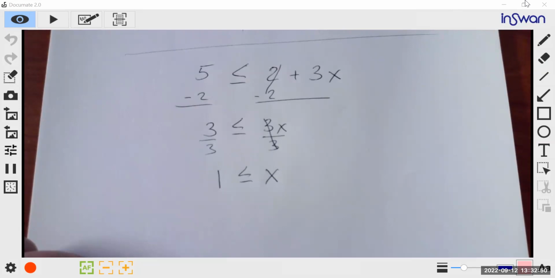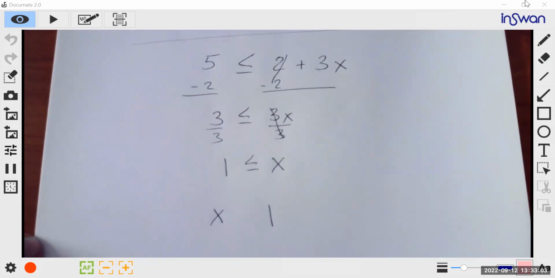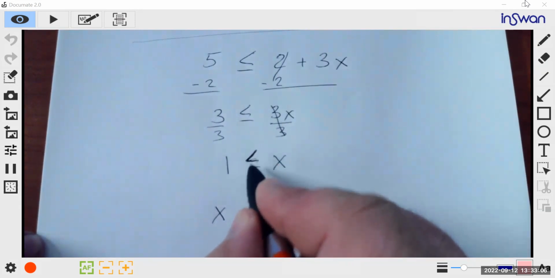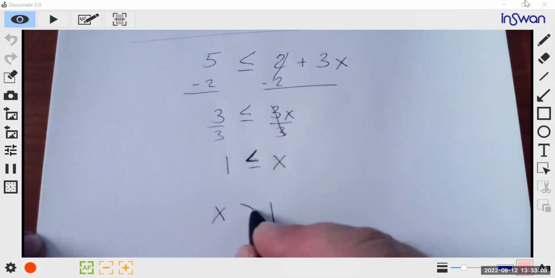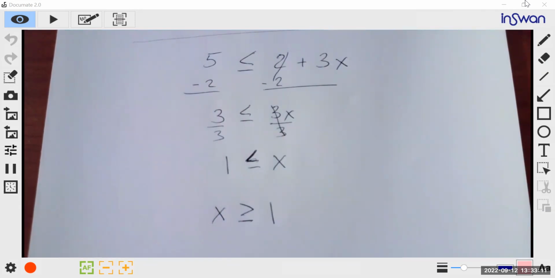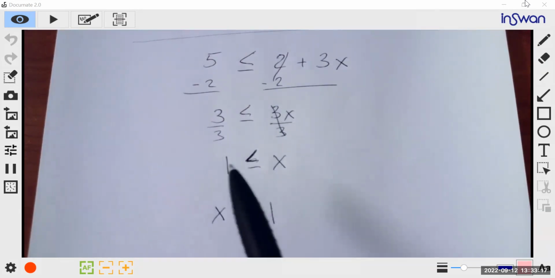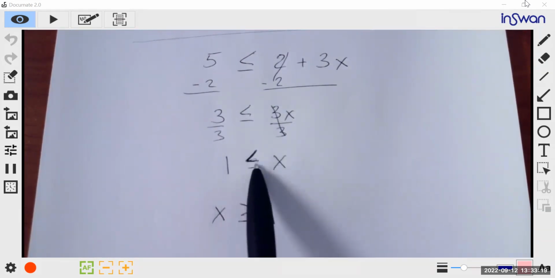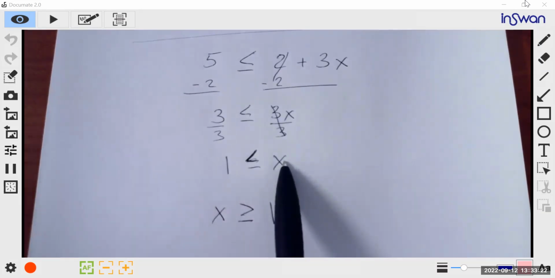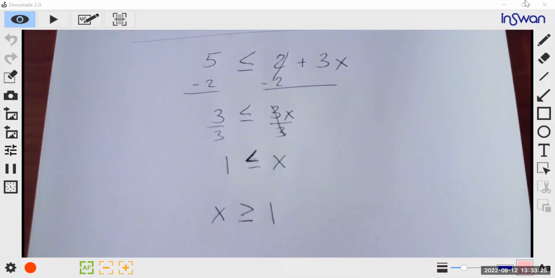Here's an unwritten rule. To make life easier for you, we always want x on the left-hand side. It's easier to interpret that way. So we can rewrite it like this, but the pointy little arrow has to keep pointing to 1. So are these both the same statements? This one says 1 is less than or equal to x, or x is greater than or equal to 1. Which one's easier to understand?